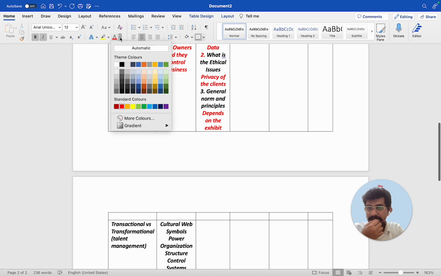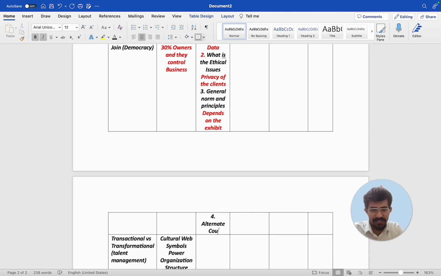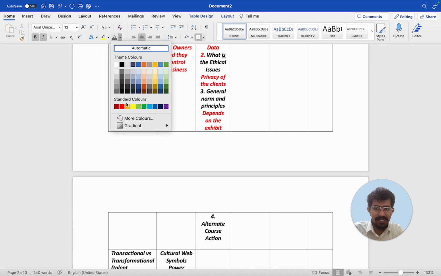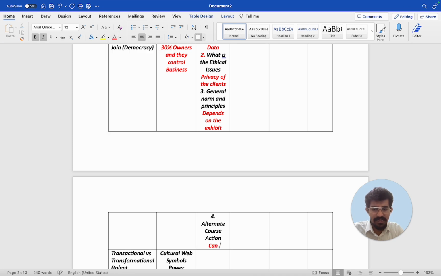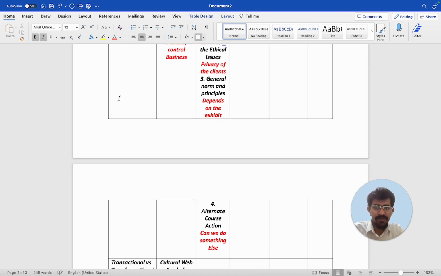Then, students, the fourth question that a person needs to ask in this particular situation is: is there any alternate course of action? Instead of selling data, can we do something else? That is one thing. Or I can write down here, instead of selling data, alternate course of action. Can we do something else? That is one more thing.